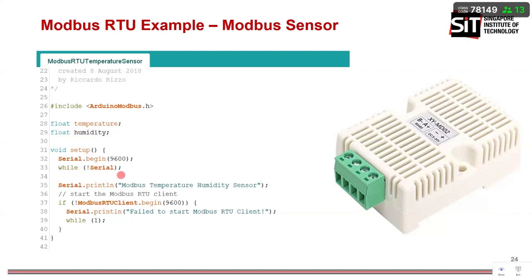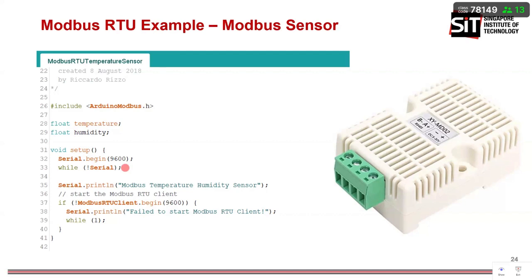Line 33 is a bit unique. Line 33 is a while not Serial, right? This line is critical, because if you are unsure about line 33 and you deploy this as a portable device, you will realize that your MKR will not run. This is because of line 33.